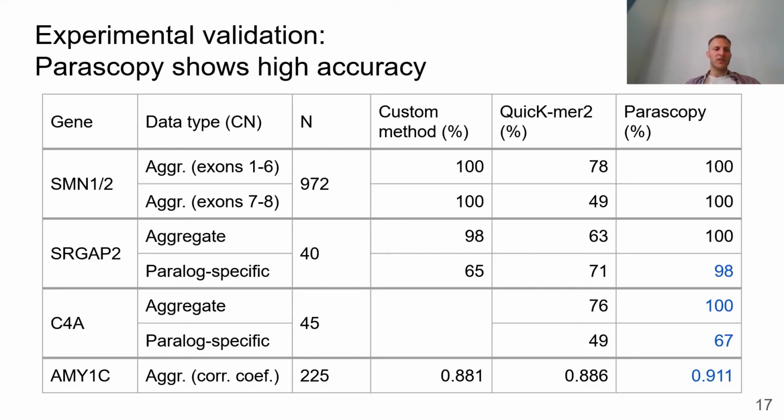On this slide, there is an extended table. There are 4 disease-associated genes and 3 methods: Parascopy, QuickMer2, which provides paralog-specific copy number for the whole genome, and a custom method. So these are methods that are designed specifically for one gene. And there are 3 different custom methods here. And in all cases, you can see that Parascopy provides either equal or higher accuracy compared to other sequencing-based methods.